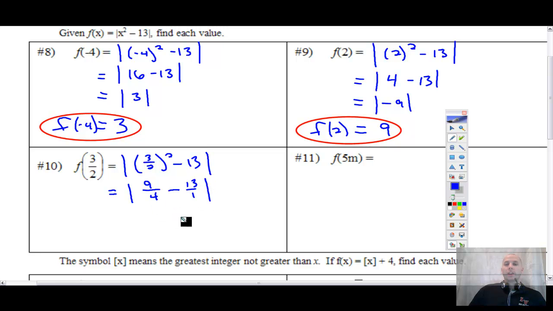To subtract two fractions, you need common denominators. So to change 13 over 1 so it has the same denominator as the 4, I'm going to multiply the bottom and the top of the fraction by 4. 13 times 2 is 26. 26 times 2 is 52. That gives us 52 over 4. When you subtract two fractions with common denominators, the denominator stays the same. You subtract the numerators. 9 minus 52 is going to be negative 43.